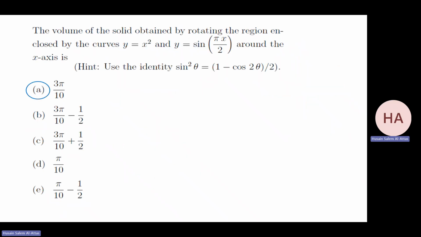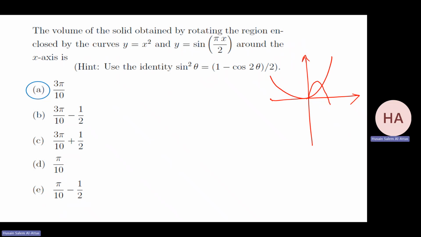Okay, the volume of the solid obtained by rotating the region enclosed by the curves y equals x squared and y equals sine of pi x over 2 around the x-axis. I graph the functions. I have y equals x squared. Sine is something like this. We'll do something like this, then come back.